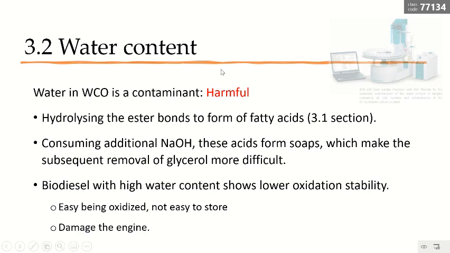If this water content is high, it will make the sample have lower oxidation stability. This means it's much easier to be oxidized. Something being oxidized is not a good sign for the biological parts or for the chemical parts, for our skin, our food or whatever. It means it is easy to oxidize, not easy to store, and surely it's not good for our engine. You will use it as a fuel.